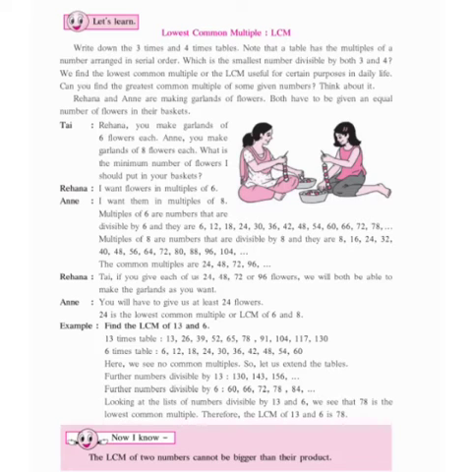Further numbers divisible by 13: 130, 143, 156 and so on. Further numbers divisible by 6: 60, 66, 72, 78, 84 and so on. Looking at the lists of numbers divisible by 13 and 6, we see that 78 is the lowest common multiple. Therefore, the LCM of 13 and 6 is 78. Now I know the LCM of two numbers cannot be bigger than their product.